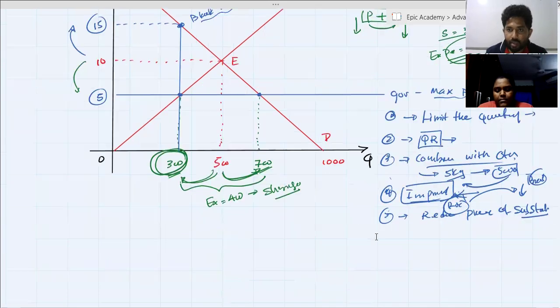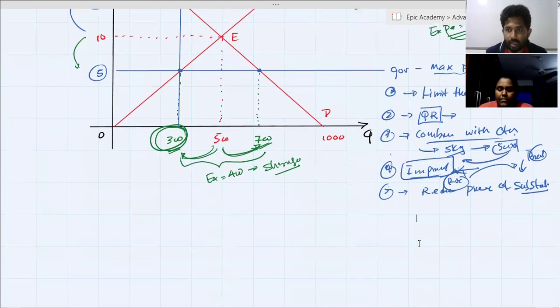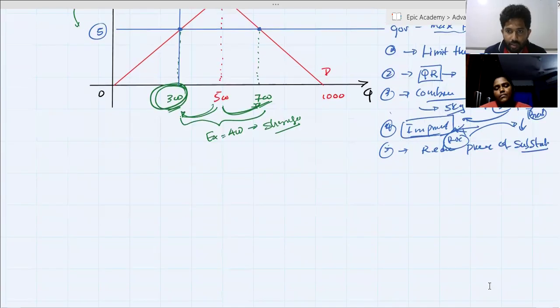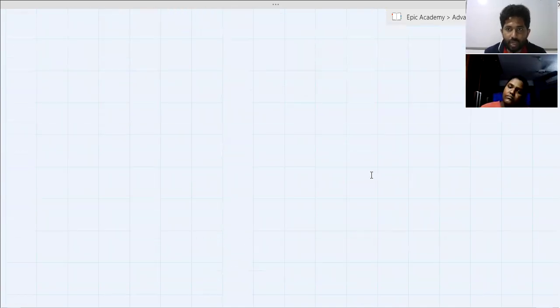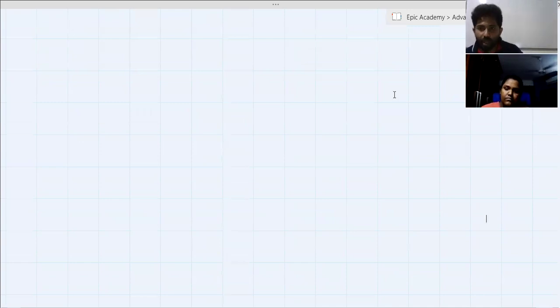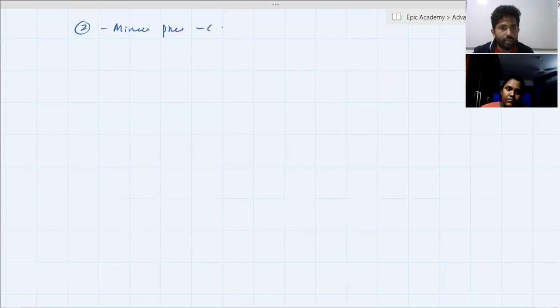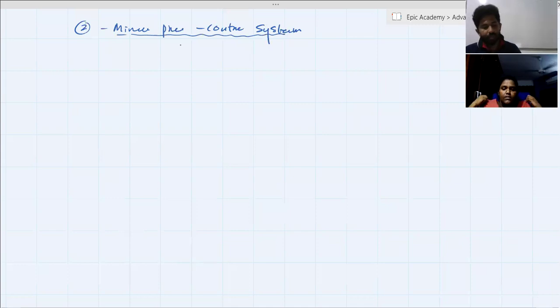Right, now we are going to head into the minimum price imposed by the government. It's one of the major intervention methodologies. First of all, we identified maximum prices. This is the minimum price control system. Okay. Here, we are going to protect the producer.